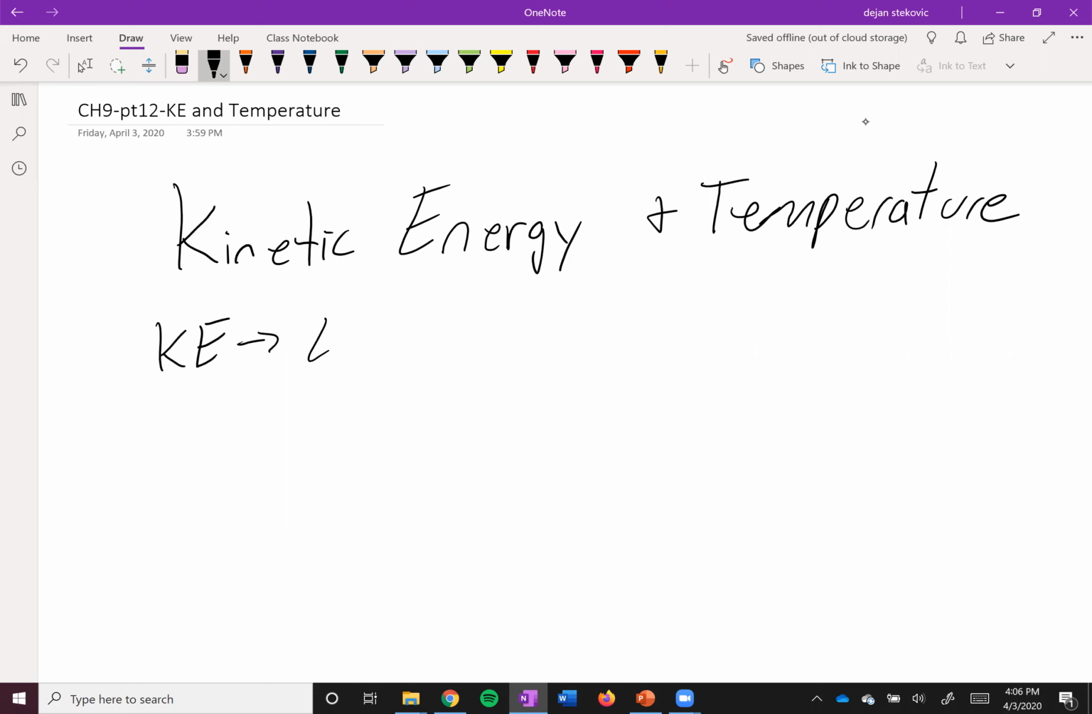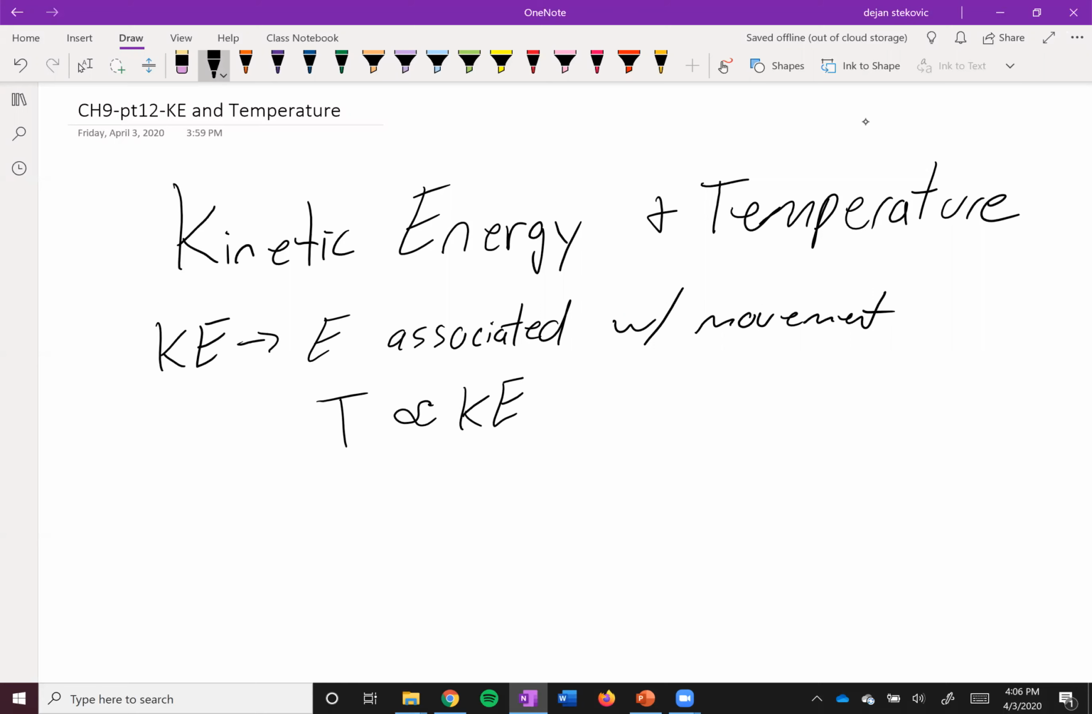And we said kinetic energy was the energy associated with movement, right? With movement. So water falling down a hill, something like that. And we said that temperature is proportional to kinetic energy. So as temperature increases, what happens to kinetic energy? Right? KE increases.